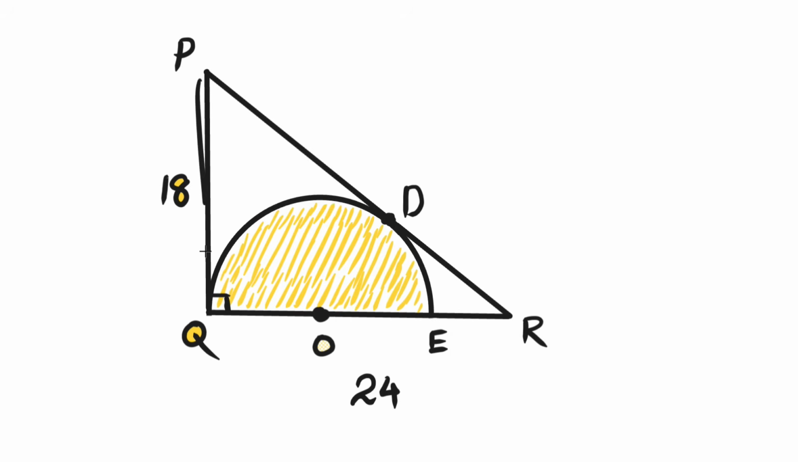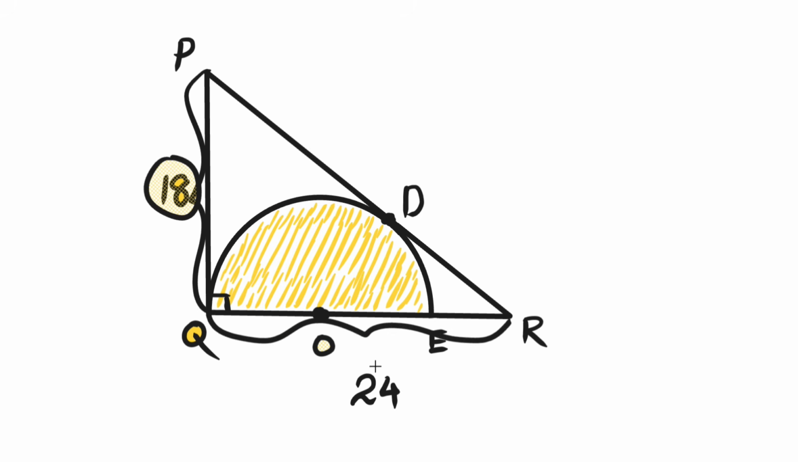Let's work through this geometry problem carefully, step by step, and pay close attention to why each equation works. We have a right triangle PQR with angle Q equal to 90 degrees. The side PQ is 18 units, and the side QR is 24 units.